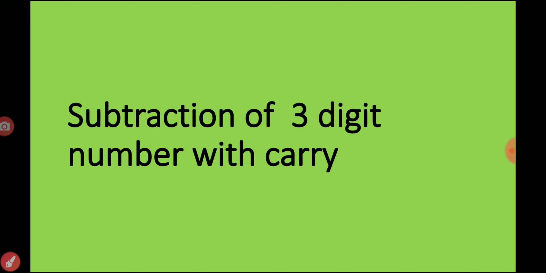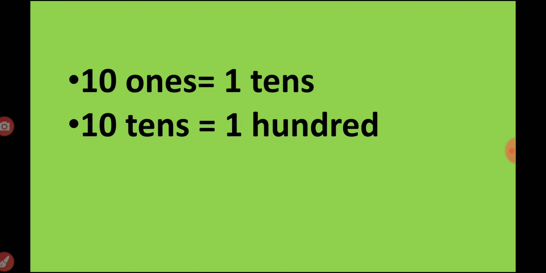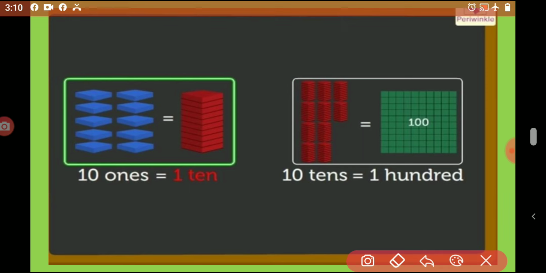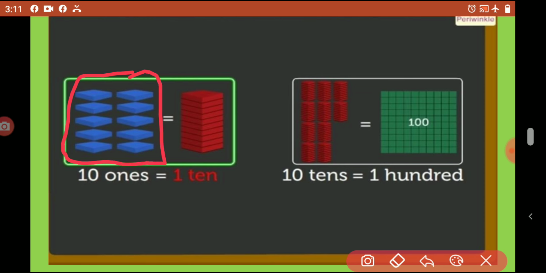Now subtraction of 3 digit number with carry. Before starting this, you have to remember one thing. 10 ones equal to 1 tens and 10 tens equal to 100. In this picture, there is 10 ones equal to 1 ten. And 10 tens equal to 100.